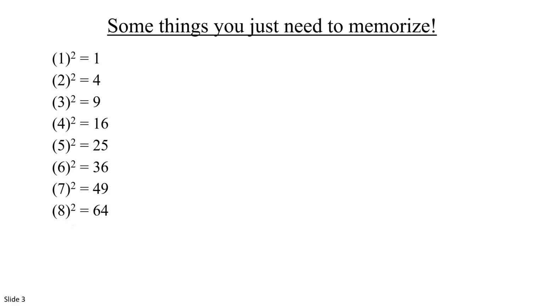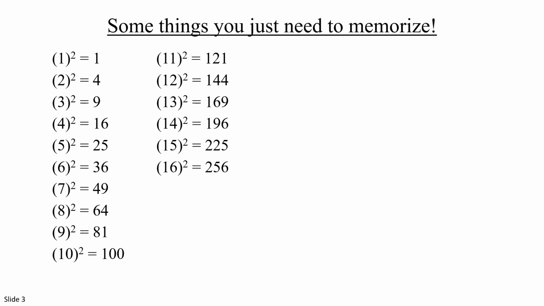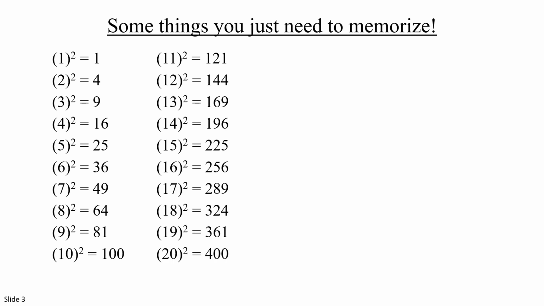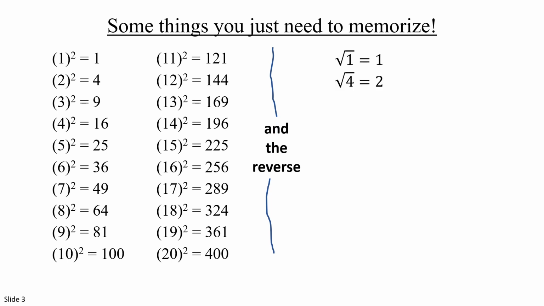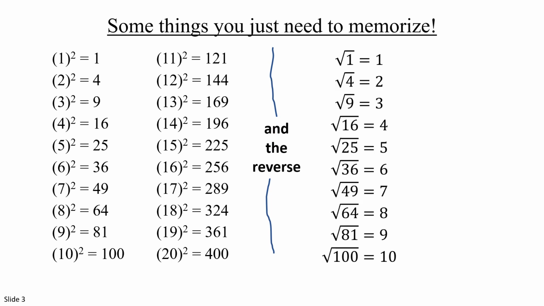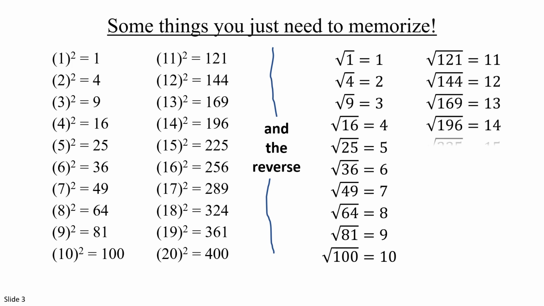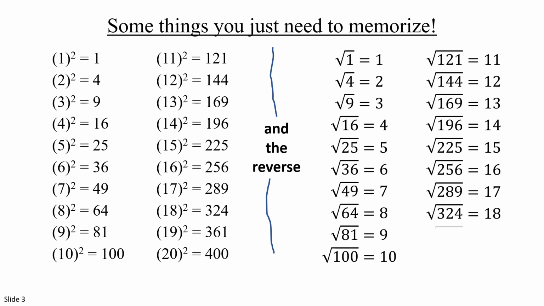Some things you just need to memorize. Like 1 squared is 1, 2 squared is 4, 3 squared is 9, all the way up to 20 squared is 400. And the reverse. Square root of 1 is 1, square root of 4 is 2, square root of 9 is 3, all the way up to the square root of 400 is 20.